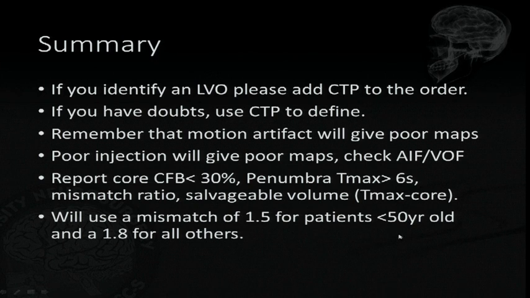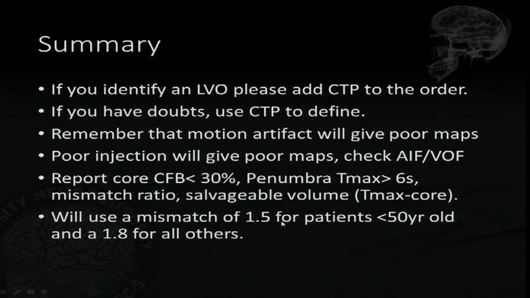And this is the same thing. Remember that motion artifact will give you a poor map, and poor injection will give you a poor map. So check those arterial input flow and venous outflow. Report your volume of core less than 30%, your penumbra, Tmax more than 6, your mismatch ratio, and your overall salvageable tissue. And that's what we're going to use, the 1.8.